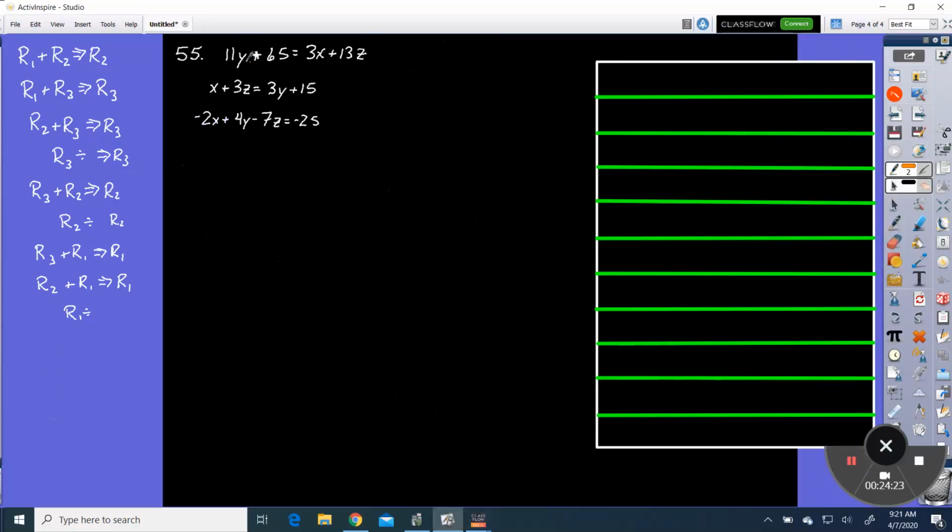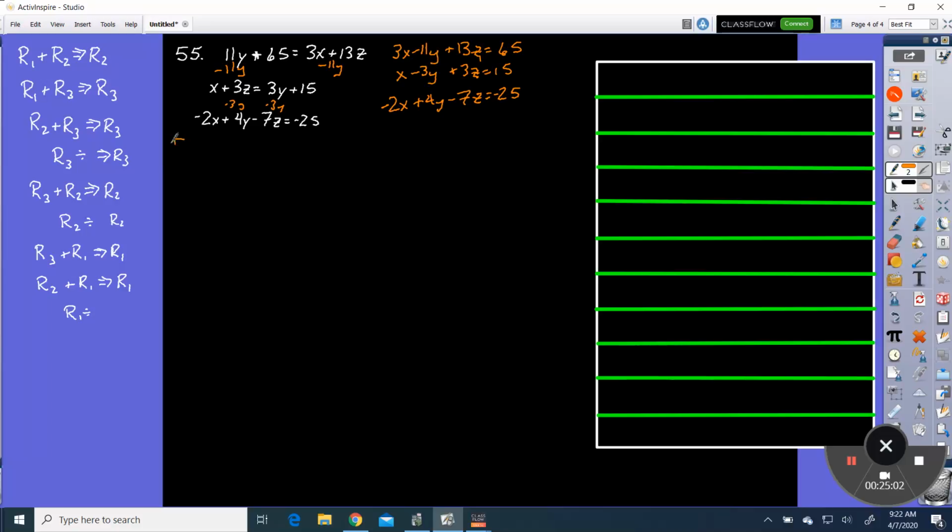So on this one, I need to get my X's and Y's all on the same side. I'm going to minus this 11Y to this side. So I have 3X minus 11Y plus 13Z equals 65. And then on this one, I'm going to minus the 3Y over to here. So I have X minus 3Y plus 3Z equals 15. And down here I have to do nothing, so I can just write it down again. Okay, so now everything's set up.